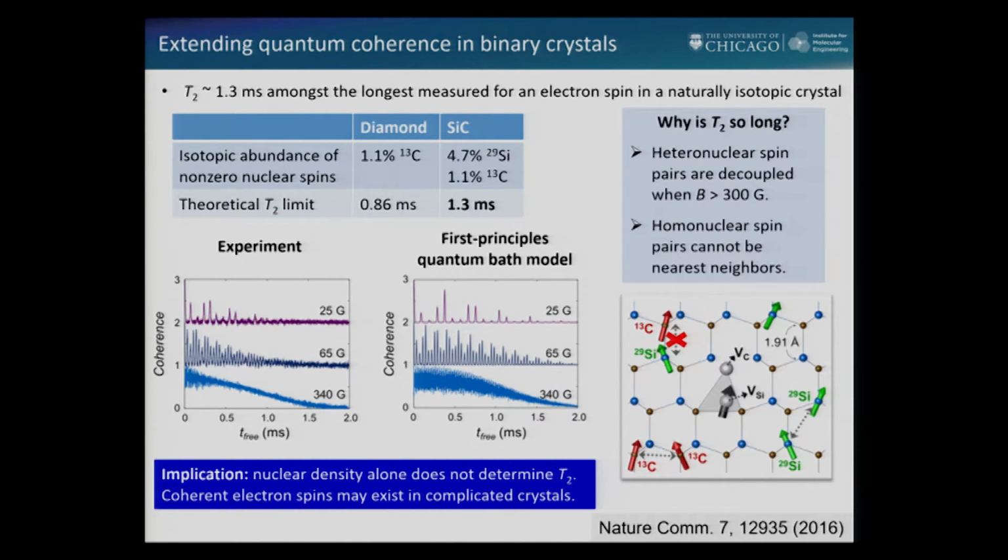So at the end of the day, what this means is that there are probably many materials out there that many of us have ignored, thinking they weren't pure or clean or ideal systems, that may actually be wonderful materials to think about building solid-state systems. The nuclear density alone clearly does not determine the coherence time in these systems. And as Steve said, you always want longer and longer times, and maybe this is a pathway to find them.